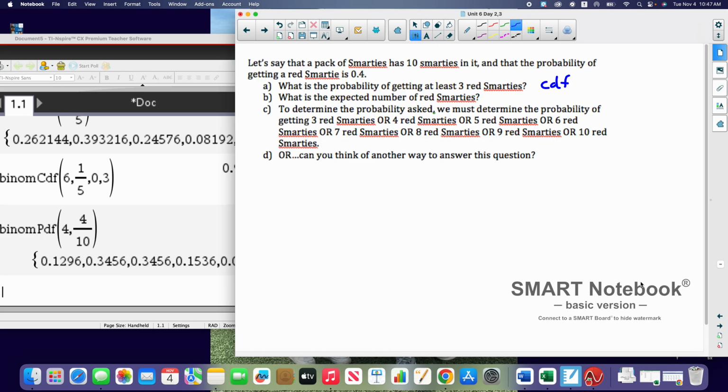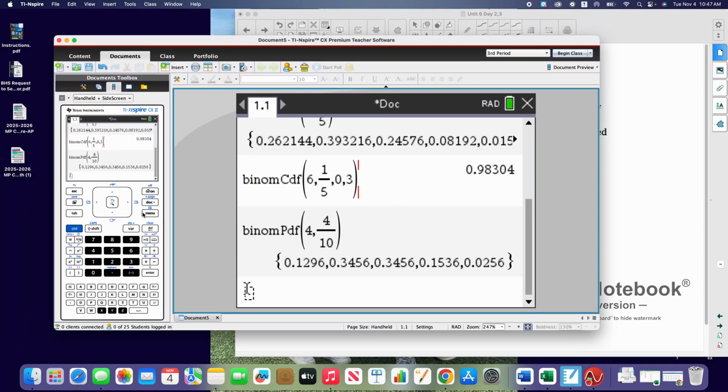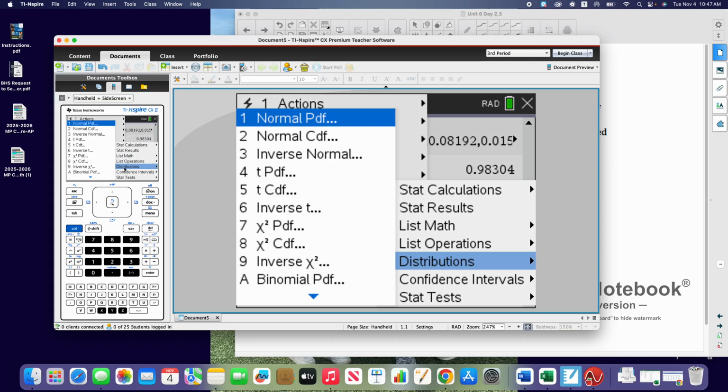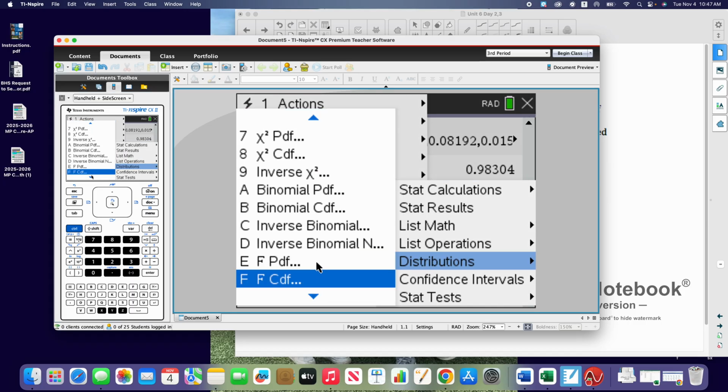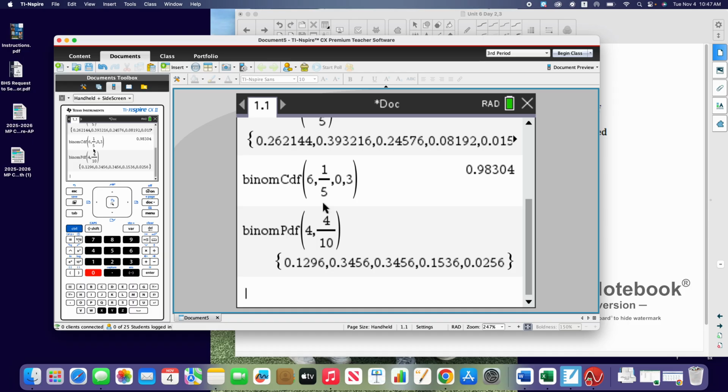All right, so on my calculator, I'm going to go to menu, then statistics or probability, either way, then distributions. I'm going to go to binomial CDF. Number of trials: there are 10 candies in each little package. Probability of success is 0.4. I want 3 or more, so I'm wanting 3 to 10.